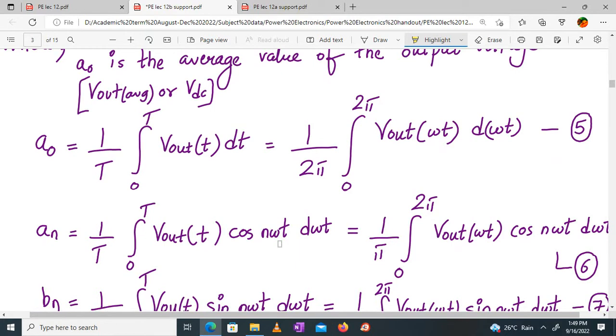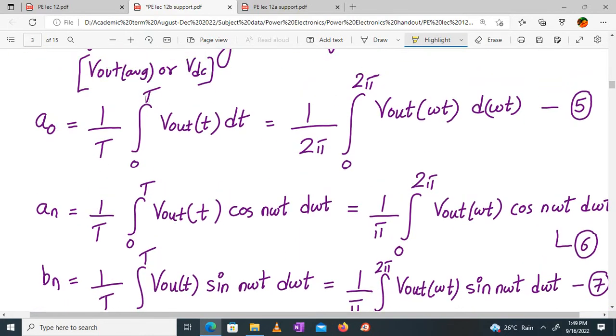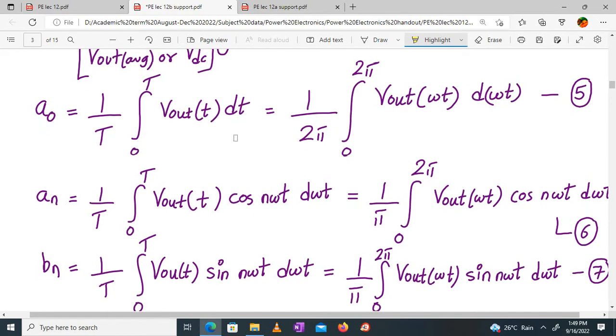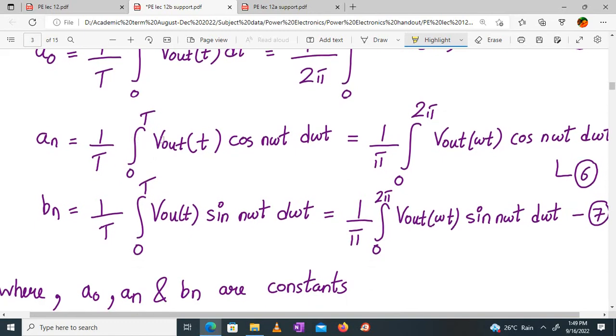Now these are the formal definitions. इसके मैं detail में नहीं जा रहा हूँ. A naught is 1 upon T, 0 to T, V out of t, dt, right? Where T is 2 pi. ठीक है? But an is V out of t cos n omega t. ठीक है? And it is 1 upon pi. Why? नहीं, it is 2 upon 2 pi.